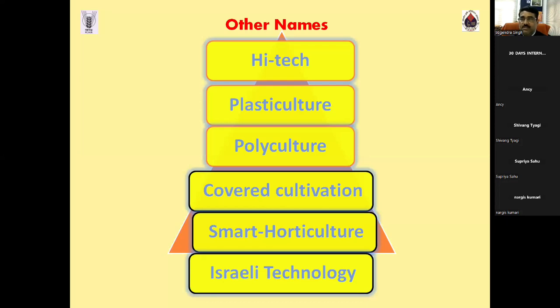And the different areas have different names. Like that, protected cultivation: everybody is calling it according to their own name. Somebody is saying high-tech farming, somebody is saying plastic culture farming, somebody is saying polyculture farming, somebody is saying covered cultivation, somebody is saying smart horticulture, somebody is saying Israeli technology, nowadays somebody is saying precision farming, somebody is saying AI system, somebody is saying soilless cultivation technology system.